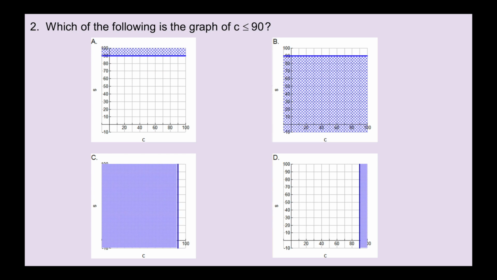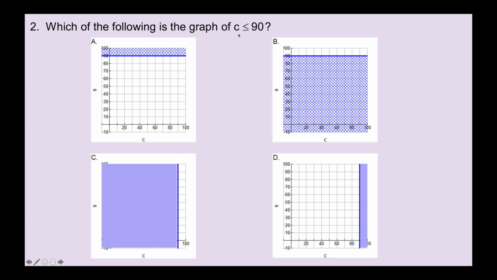For number 2, C is less than or equal to 90. Here, when I compare all of these different graphs, I can see that they're all solid lines, so I'm not going to be able to eliminate anything there. The next thing I need to consider is, should it be a horizontal line or should it be a vertical line? And this can be a little bit tricky.